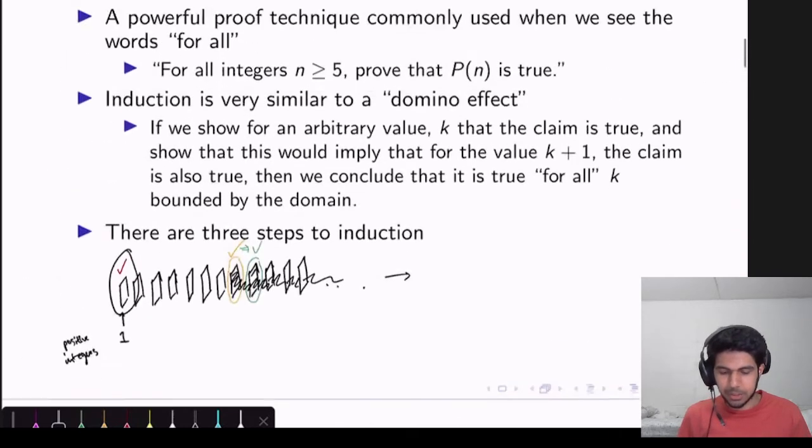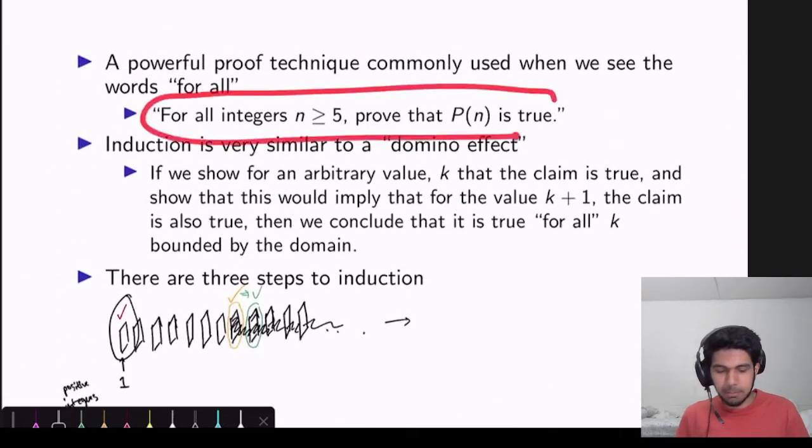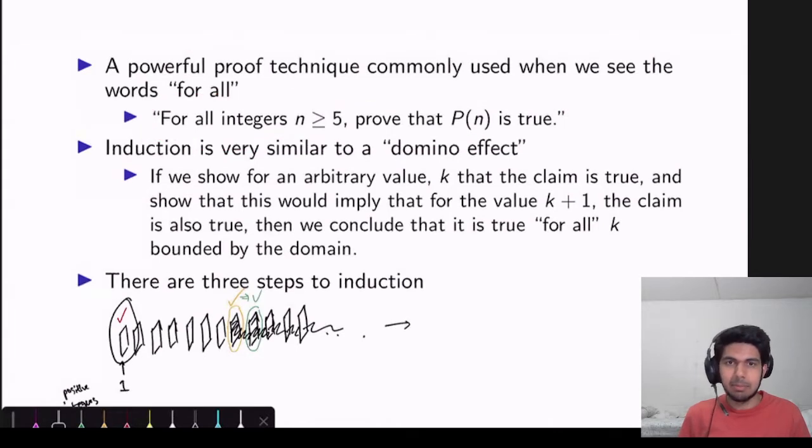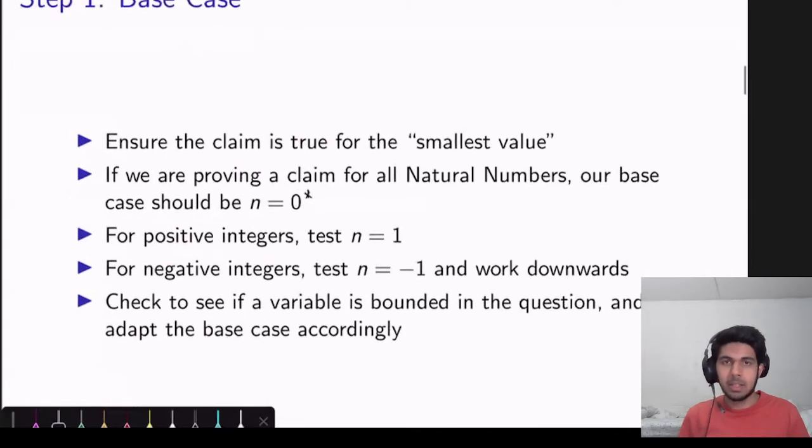So if we scroll back a little bit, in this example right here, it does say we're working with all integers, but the key thing to note is that n is bounded. It's greater than or equal to 5. So that means that we want to use that 5 as our base case. So just something to look out for. So that's the base case, first step.